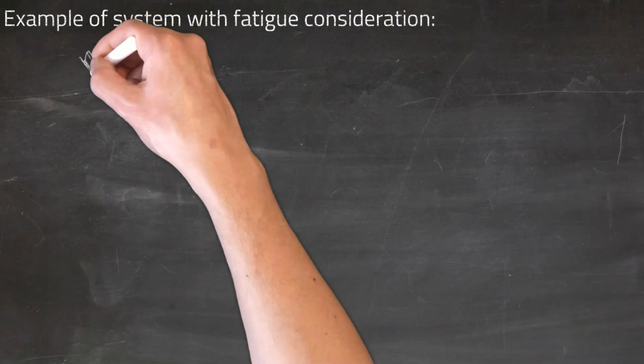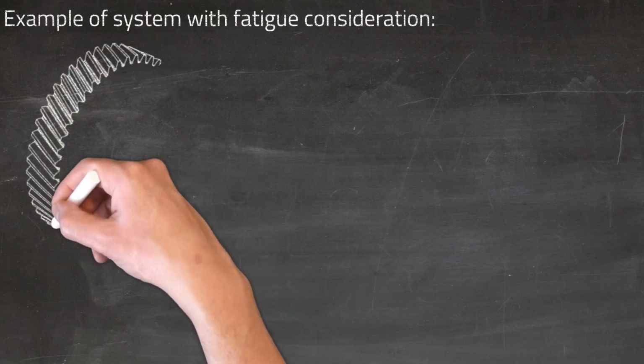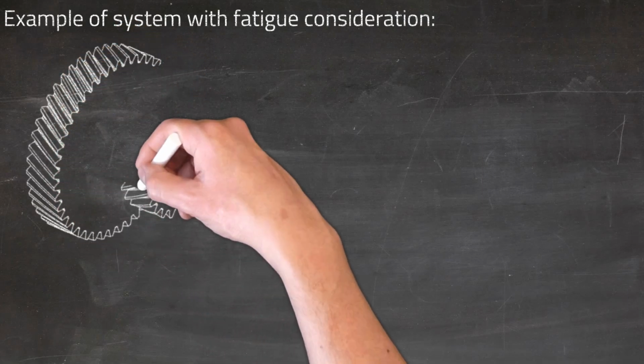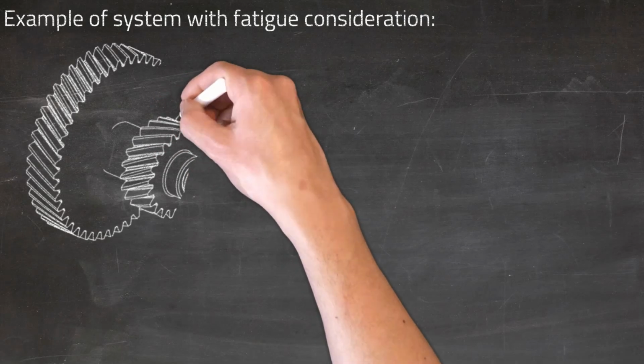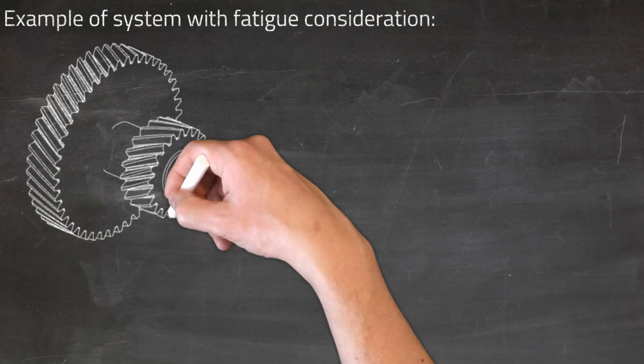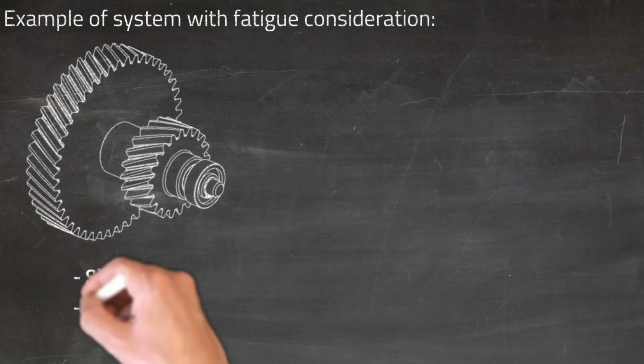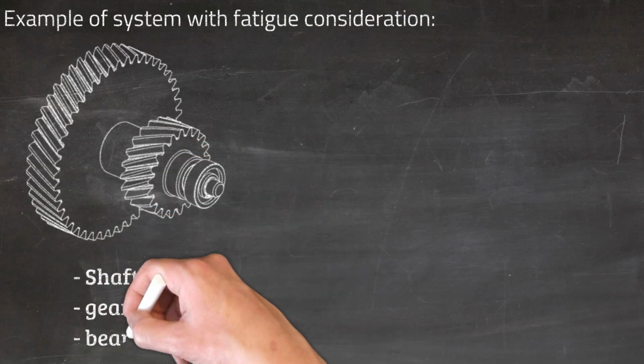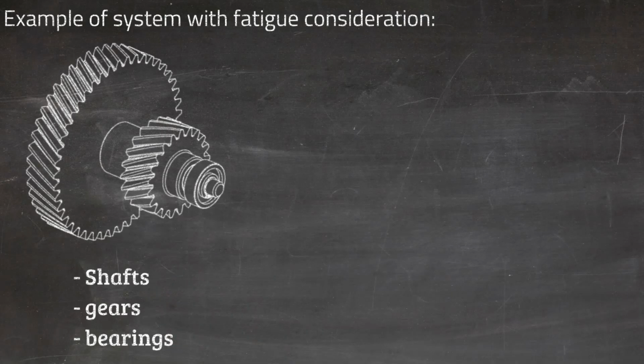Probably the most typical example of systems that can experience fatigue is rotatory power transmission systems, which are widely used in automobiles, airplanes, power plants, robotics, and many more industries. Shafts, gears, and bearings are some of the typical components used in power transmission systems.